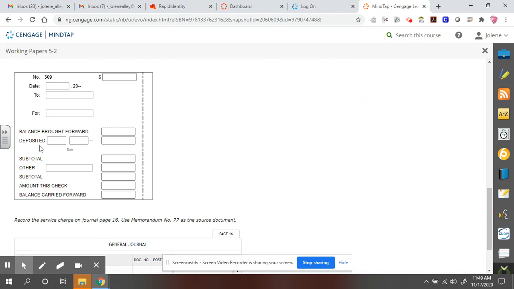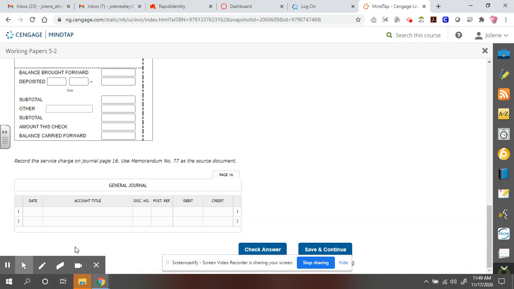All right, this is a stub off of a check, and we'll be using this in just a minute to record the service charge that the bank charges you. And most banks will charge you some type of a service charge each month for keeping up with your account. At the bottom here, we have a general journal, and we're going to have to put in this general journal why we spent this money for the service charge, or what accounts it's being charged to.